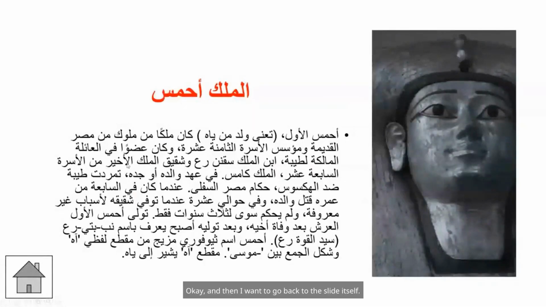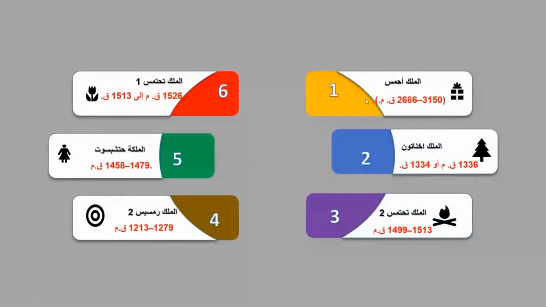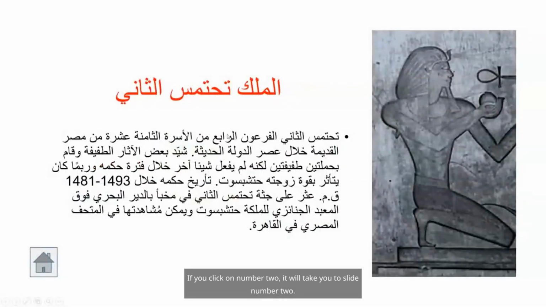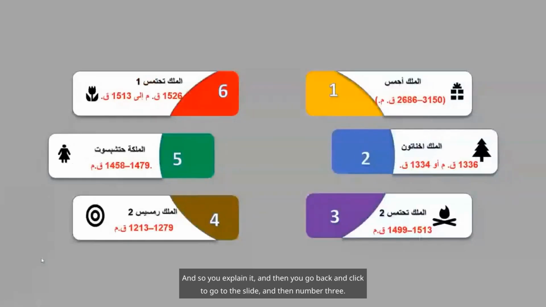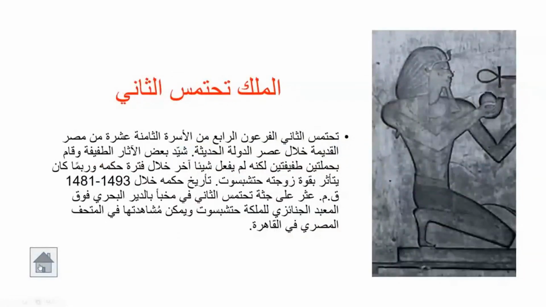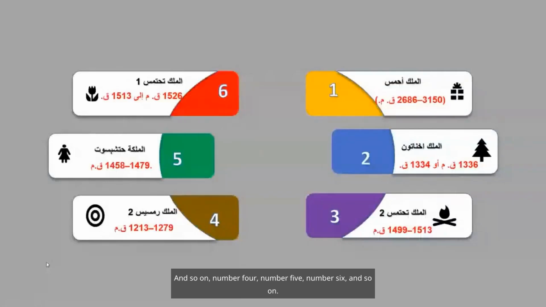Okay, and then I want to go back to the slide itself. So what I've done here is this shape. If you click on it, it will take you back to the main slide. And you can do something like this while presenting to the students, for example. If you click on number 2, it will take you to slide number 2. And so you explain it, and then you go back and click to go to the slide, and then number 3, and so on. Number 4, number 5, number 6, and so on.